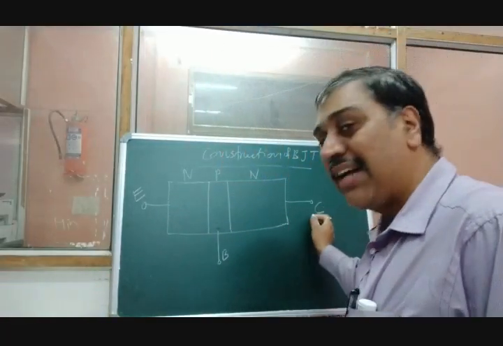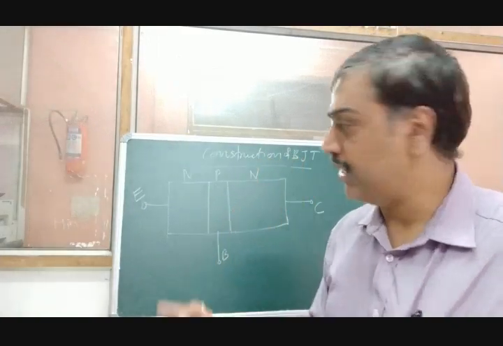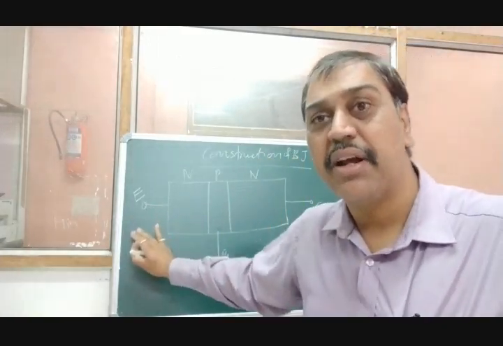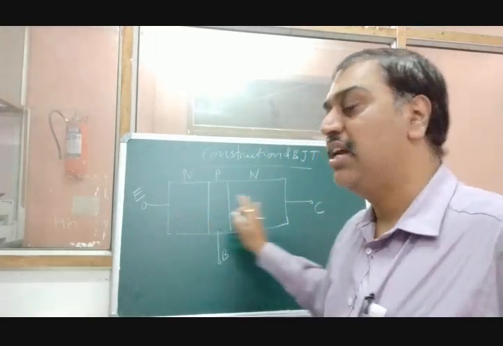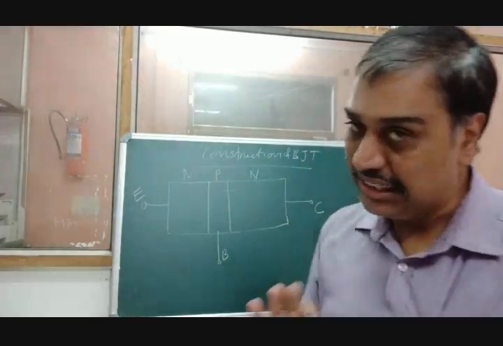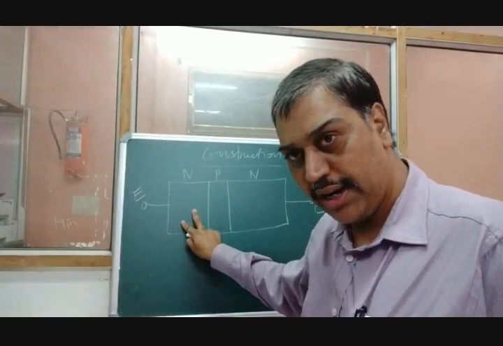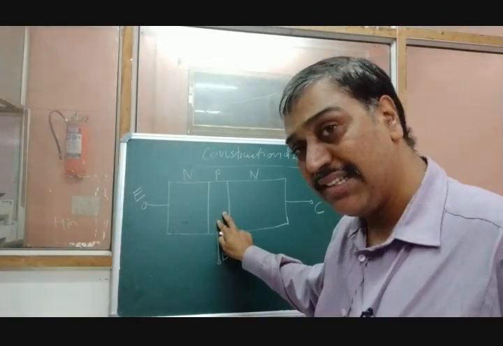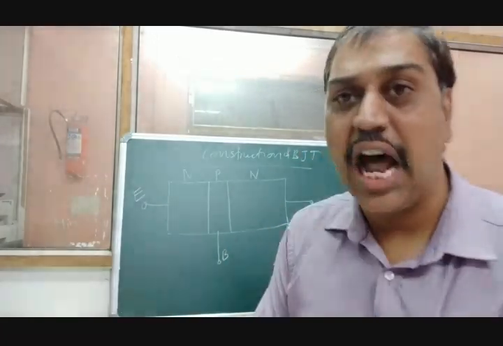As it is represented by C, as its name is collector, it will collect the charges or polarities coming from the emitter. Emitter emits, collector collects. That's why this is an emitter, that's why this is a collector. Is that clear? So already we have seen the size of emitter is moderate, size of base is thin, very thin in size, and collector is large in size.